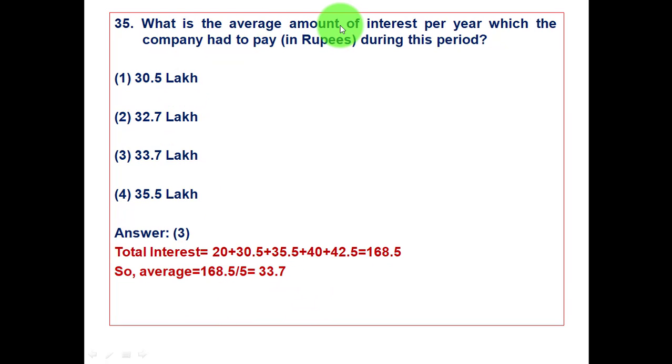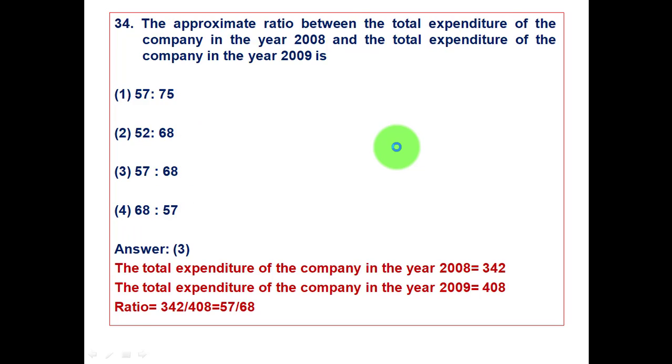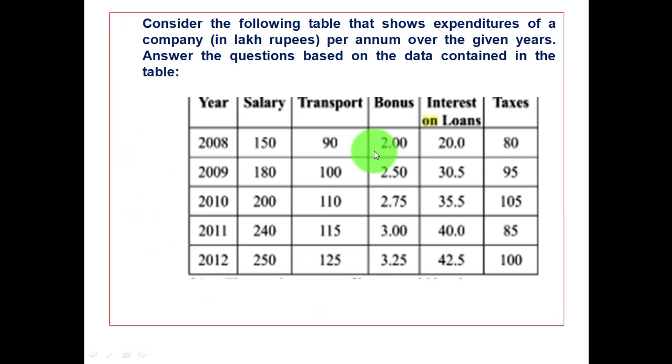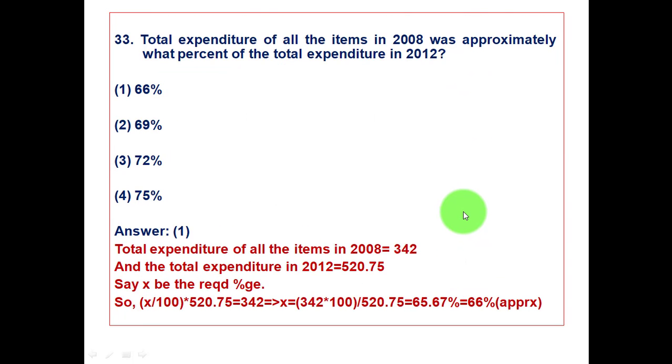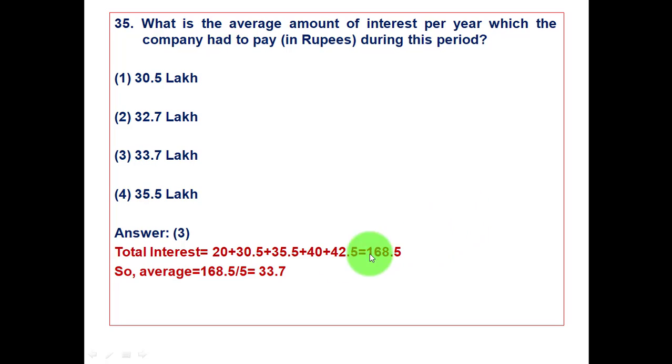What is the average amount of interest per year which the company had to pay in rupees during this period? Total interest we need to find out, then only we can calculate the average. Total interest is 20.0 plus 30.5 plus 35.5 plus 40.0 plus 42.5. Add all of them, isn't it? So after adding them, we will get 168.5.